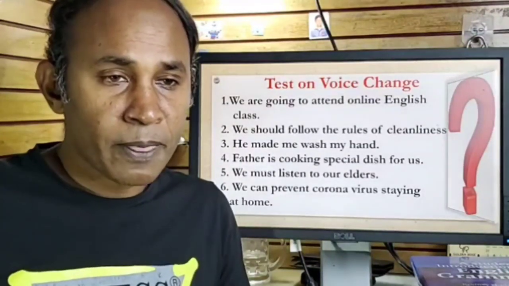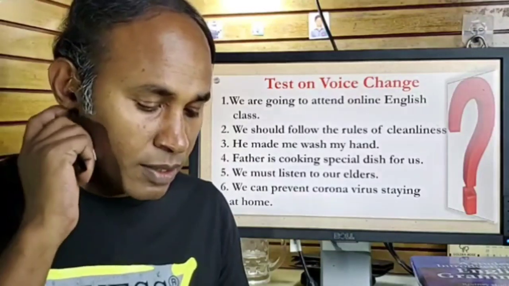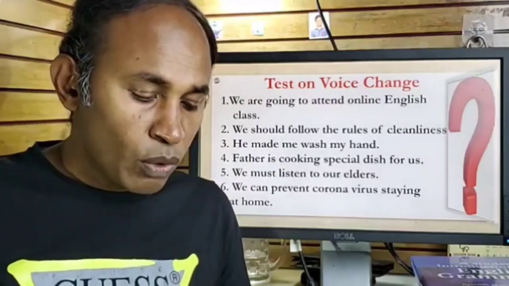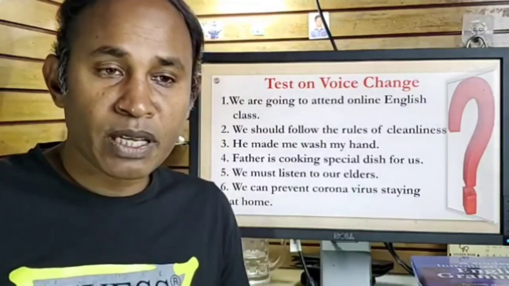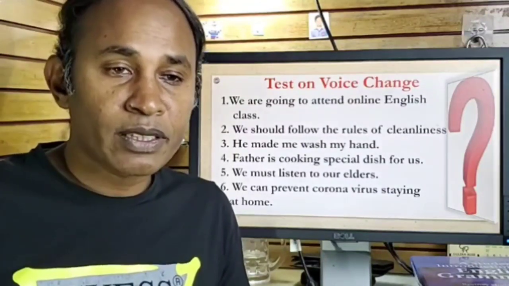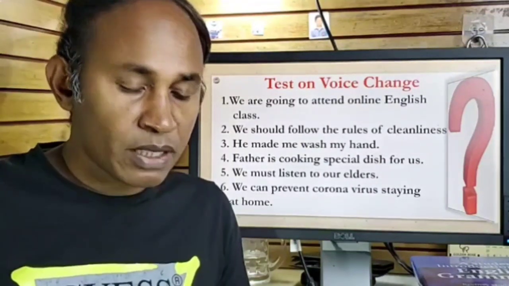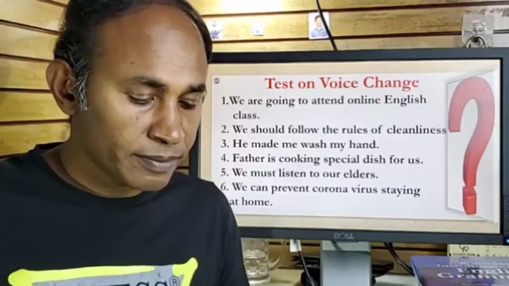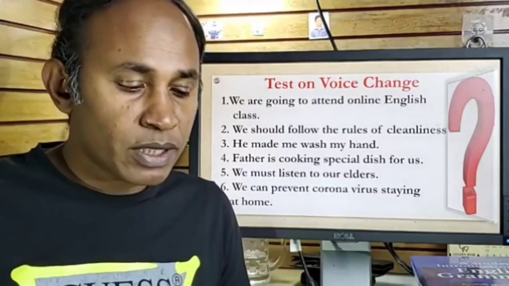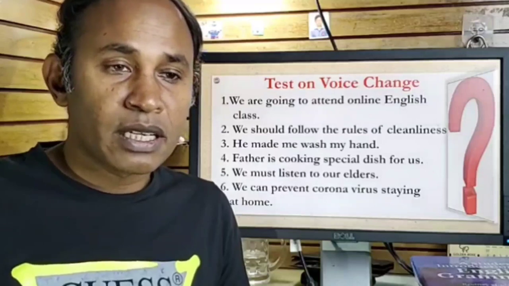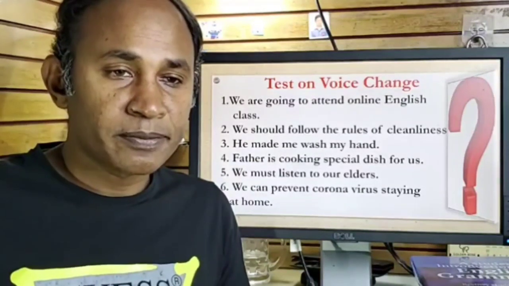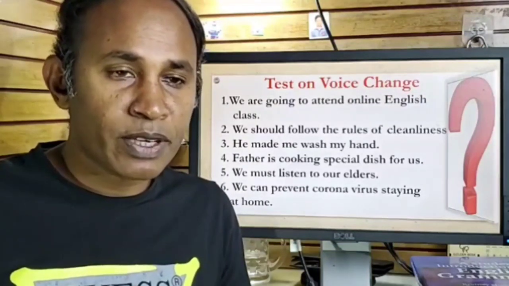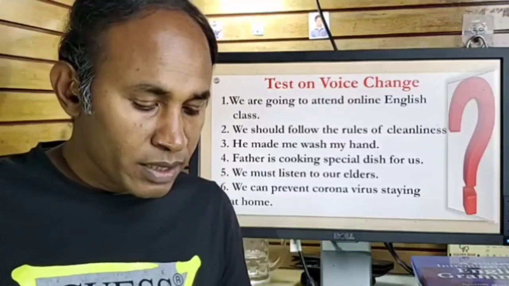Then number 4, father is cooking a special dish for us. Special dish is being cooked for us by father. Also, you can write down a special dish is being cooked for us by father, or a special dish is being cooked by father for us. That is also right. Okay, you can also write down that. We must listen to our elders.